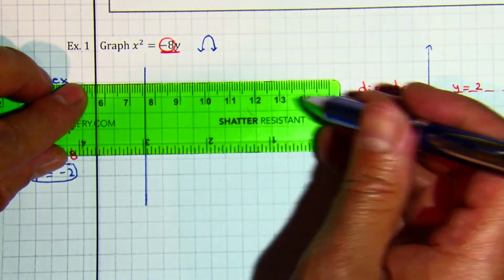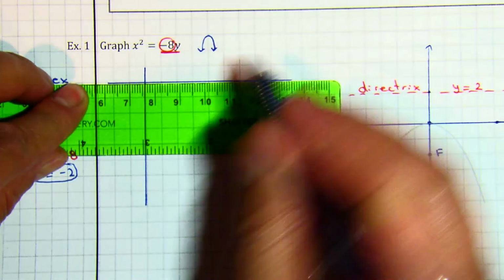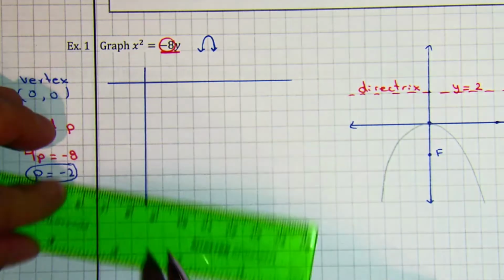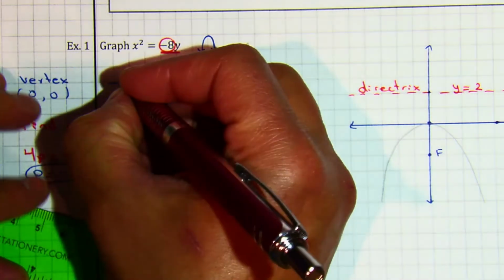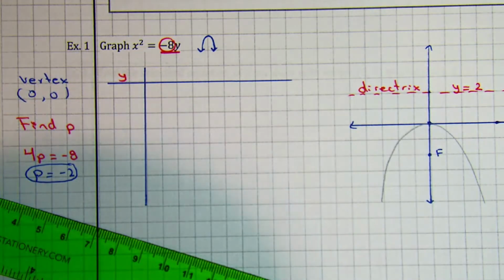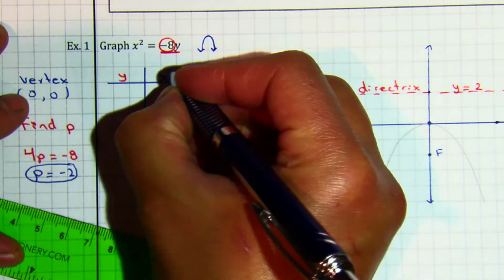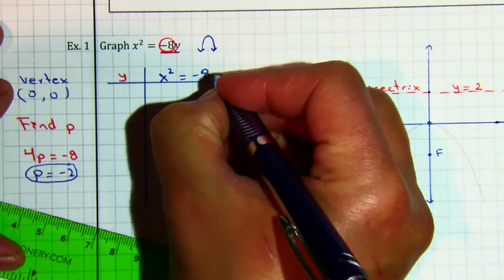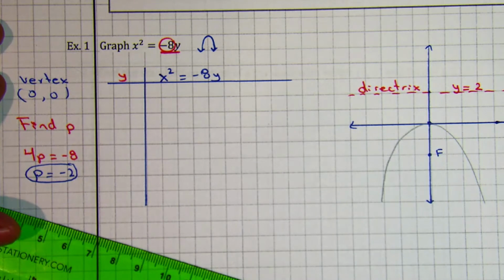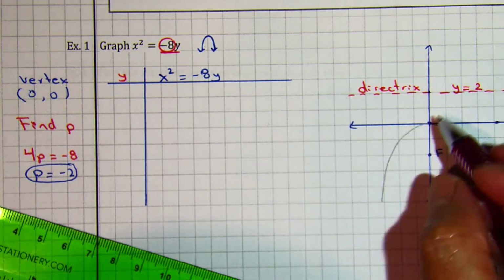I'm going to plug in values for y into the equation, and that's going to give me values back for x. You need to decide what values to plug in for y. I'm always going to plug in values inside the parabola.